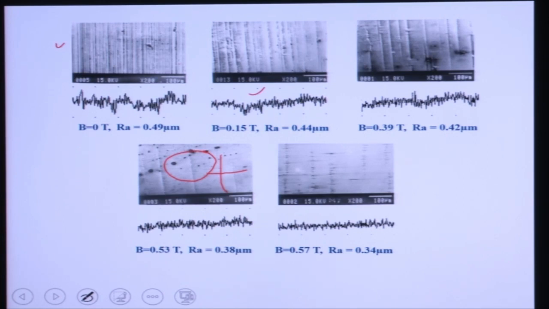So you can see here these valleys are now too much separated. At 0.57 Tesla, you can see it has almost vanished. These valleys are almost vanished, although a little bit of valleys are available here. So you can see how the surface finish improves with increasing magnetic field. All these photographs are taken at the same magnification, 200x, with a scanning electron microscope.